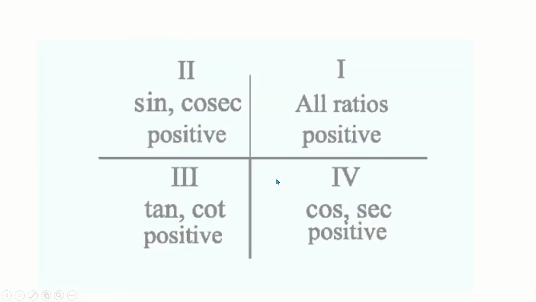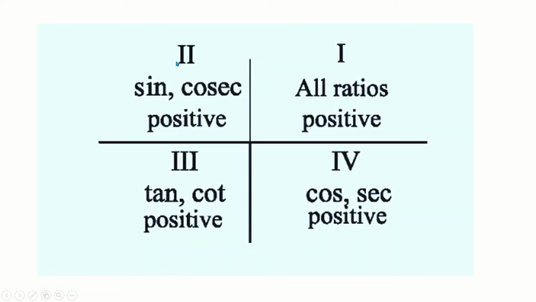Following the same figure: first quadrant, second quadrant, third quadrant and fourth quadrant. In the first quadrant all are positive, as the trigonometric ratios are related to base, height and hypotenuse. That means x is positive and y is positive, so all the trigonometric ratios are positive here.